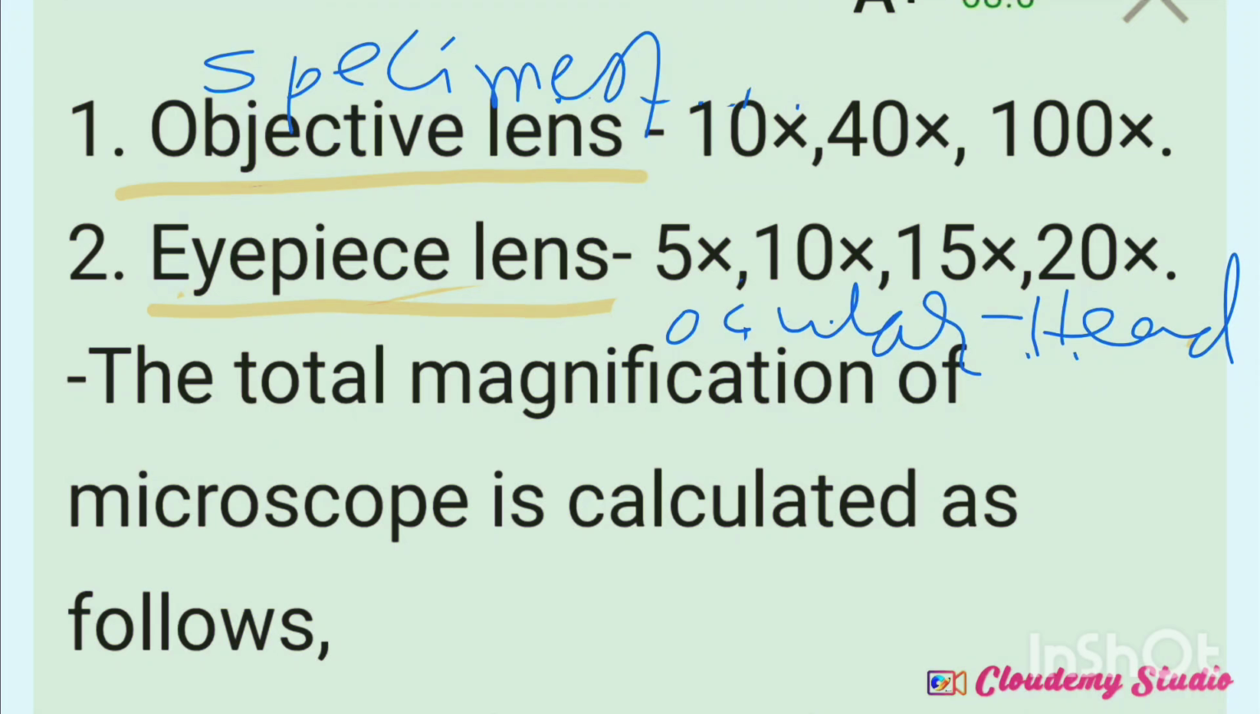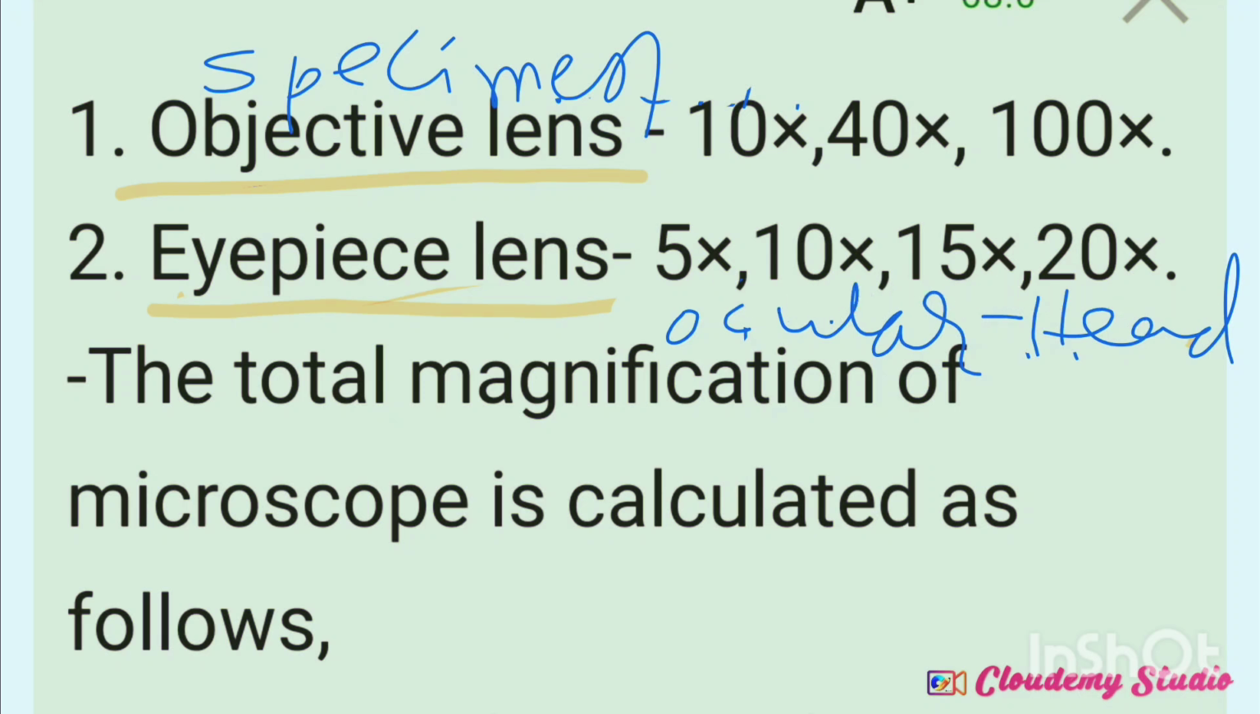So we know that compound microscope have two lens system. First is the objective lens system which is present nearest to the specimen, and these objective lenses, they have different magnifying power, 10x, 40x and 100x. Second lens system is called as a eyepiece lens, which is also called as a ocular lens, and it is present at the upper end of the microscope, which is called as the head of the microscope. And these eyepiece lenses also have different magnifying power, 5x, 10x, 15x and 20x.